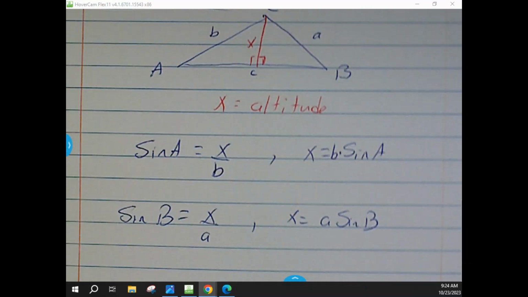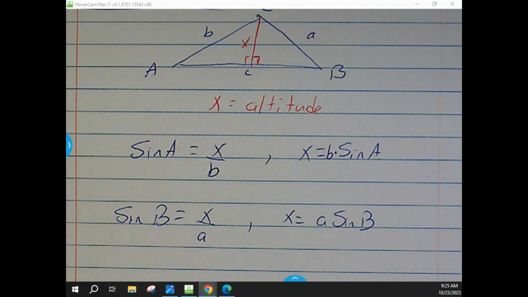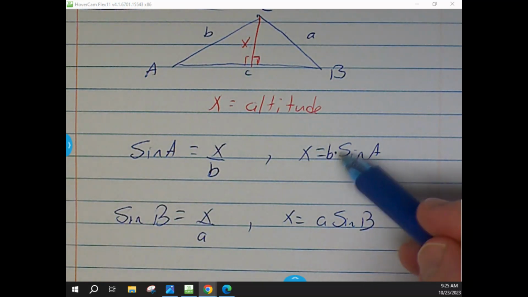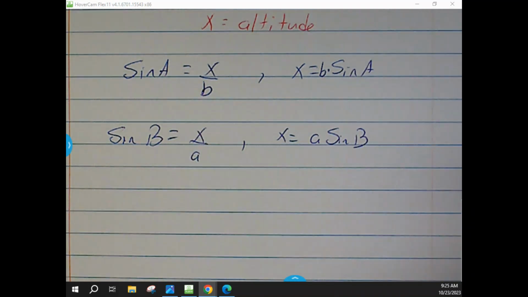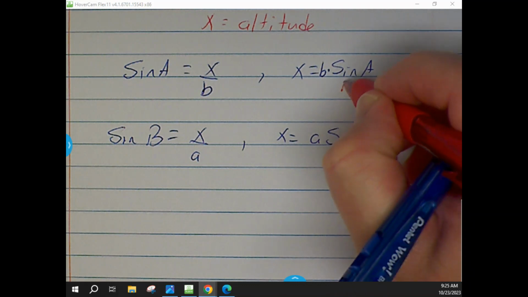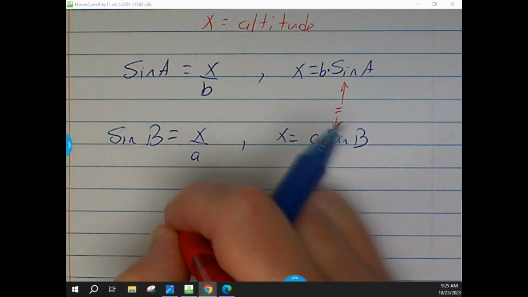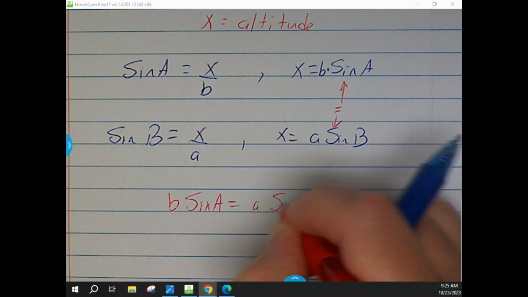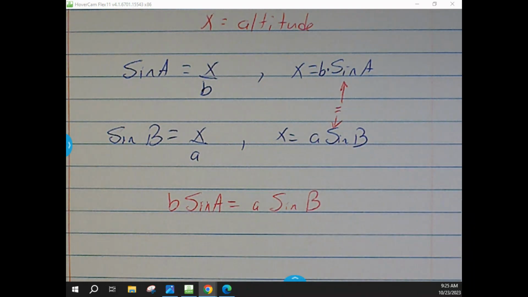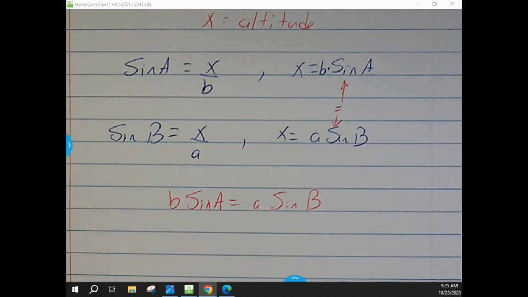Okay, so if we're trying to figure out what this height X is, we draw the altitude through this and draw it at a right angle. Basically, we've got that X is equal to this and X is equal to this, right? So X could be both of these two things. If this is X and this is X, that means this would have to equal that. So B sine A would equal A sine B. Because again, this is X and this is X. Those two things have to be the same, so we can set up this equation here.